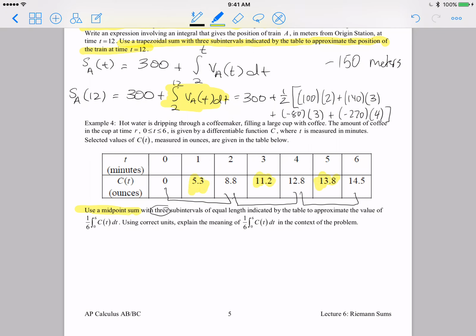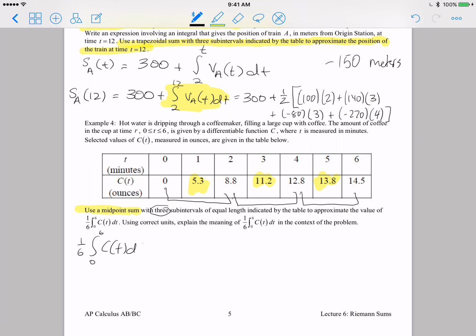Okay, so this 1 over 6, we'll talk about what that 1 over 6 is in a minute. The integral from 0 to 6 of c of t dt is approximately, I'm going to go ahead and put the 1 over 6 there. Okay, and then for the first subinterval, we're going to use the midpoint, which is 5.3, multiplied by the width of the subinterval. Well, the width of that subinterval is 2.